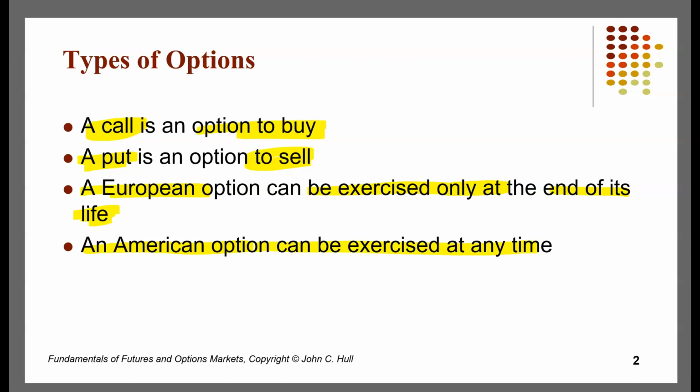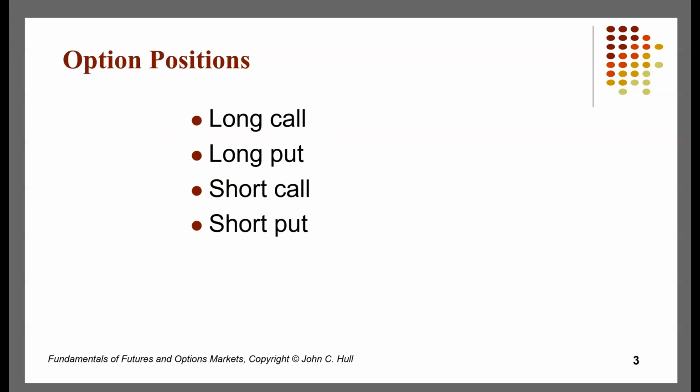Now, with the 2 classes of options, you can take 2 different types of positions, right? With a call, we can either take a long call or a short call position, whereas with the put option, we can take a long put or a short put position. So what does the long call do for us? The long call gives the right to buy the asset, so this is going to be the buyer of the asset. And the short call, of course, would be the seller of the asset.